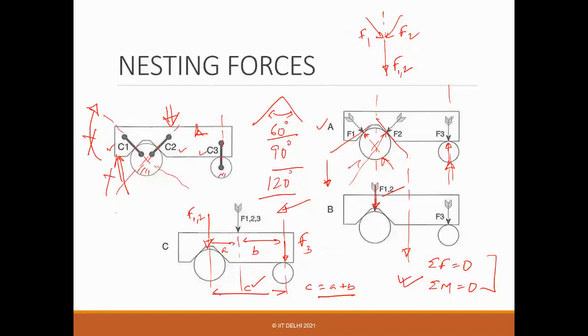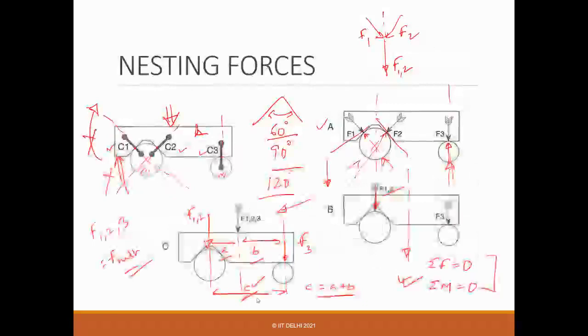So F1, 2, 3, I would say F net. Try to find the magnitude, and what will be the relationship between this A, B, and C. Just do that, and I may ask a question either in tests or in quizzes or in another platform. So I hope it's clear.